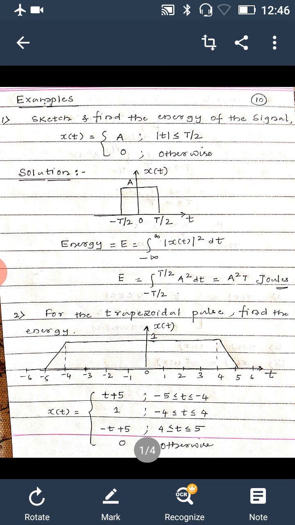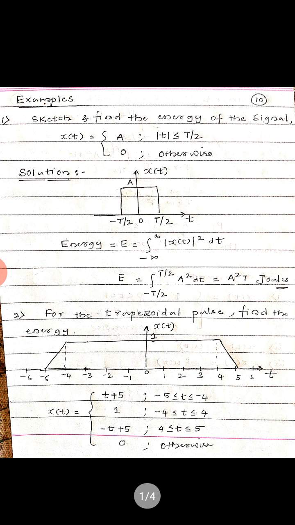In the second example, a trapezoidal pulse signal is given, and for this signal we have to determine its energy content. Looking at the signal, it has different values for different time intervals. The signal x of t has some value between minus 5 to minus 4, between minus 4 to plus 4 the signal has a constant value equal to 1, and for the interval 4 to 5 the signal x of t has some value.